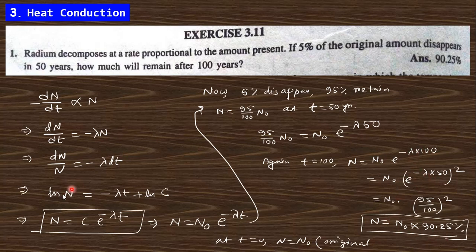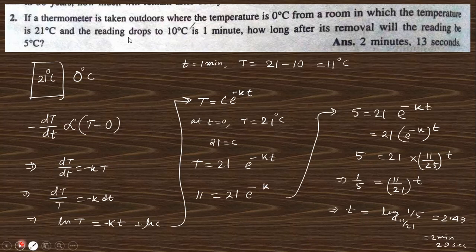Okay, next, a thermometer is taken outdoors where the temperature is 0 degrees, and the inside temperature is 21 degrees. It drops 10 degrees in 1 minute. If time equals 1 minute, it drops 10 degrees, so the remaining reading is 11 degrees. How long will it take for the reading to reach 5 degrees? What is the time at which the temperature will be 5 degrees centigrade?